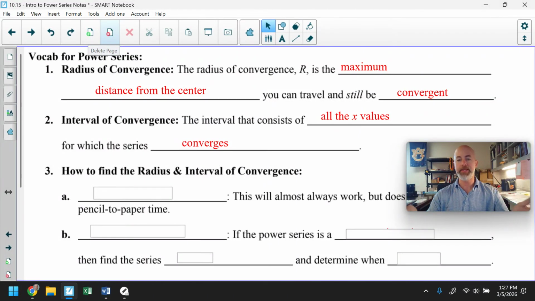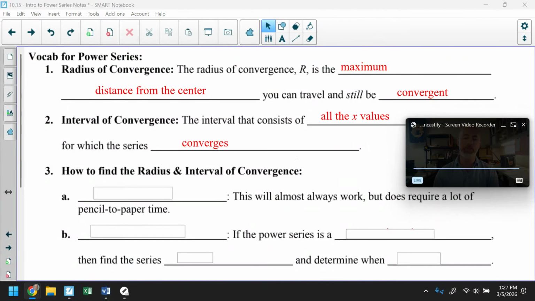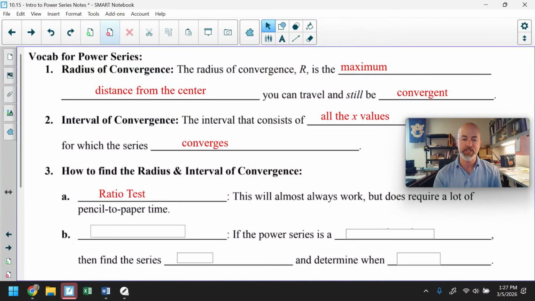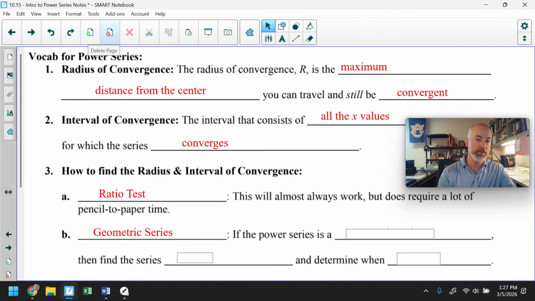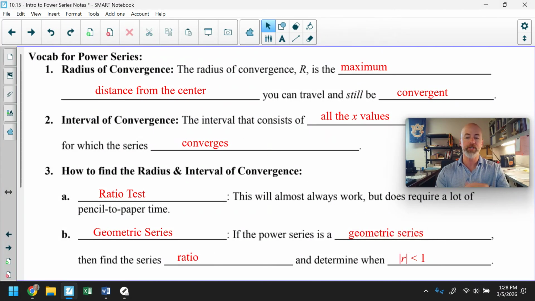The interval is actually the x values, and you would put the interval of convergence in either interval notation or set notation. And the way we're going to determine that most of the time is by applying the ratio test. So there's going to be a lot of pencil to paper time for most of these. However, if you happen to notice that your series is a geometric series, if you have a geometric power series, then we can cut back a lot of the work because every geometric series will strictly only converge if your ratio is less than 1. So if you see a geometric series, find the ratio of that series and then determine what makes that ratio less than 1. We'll find all the values of x that will do that for us.